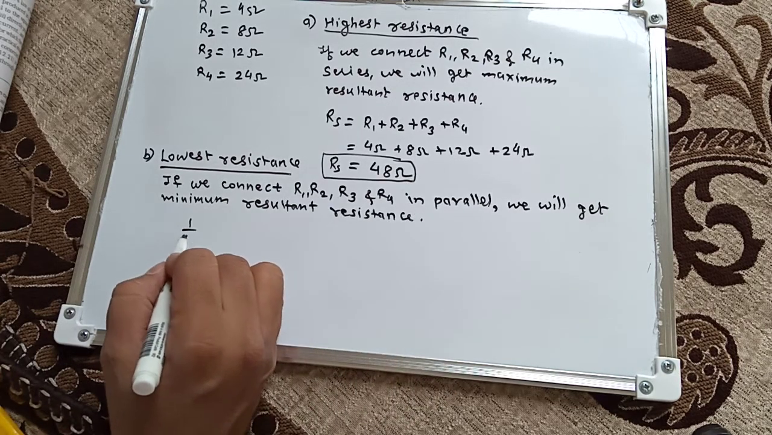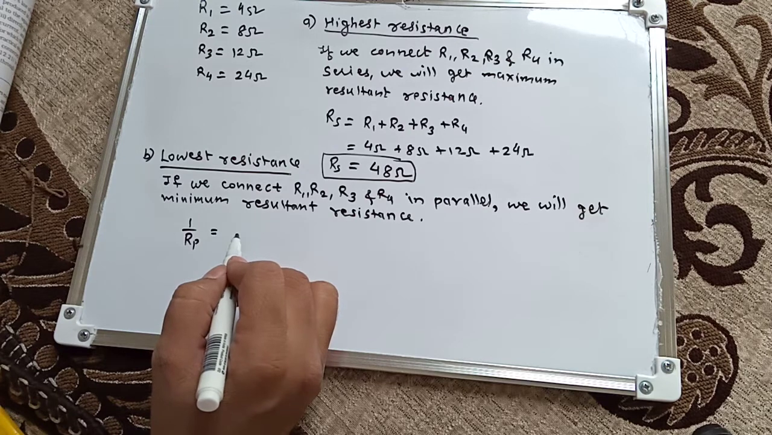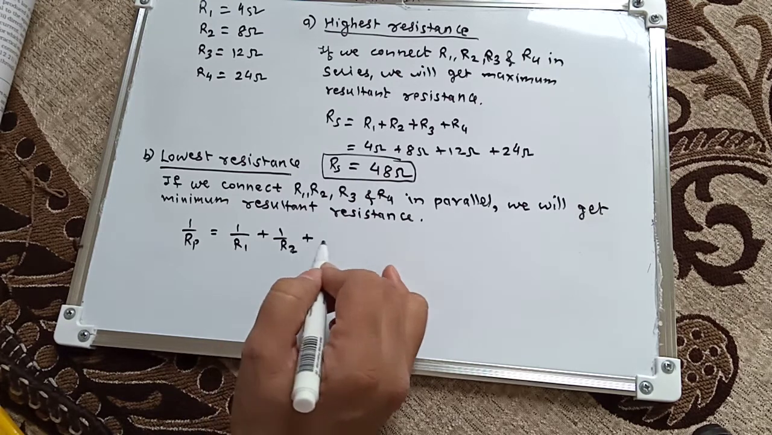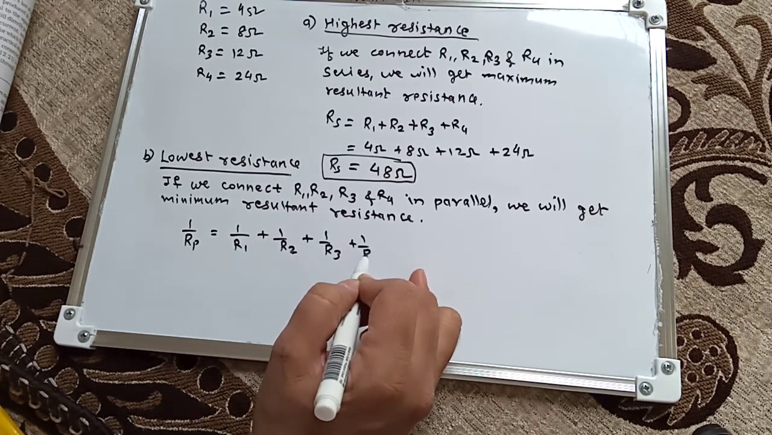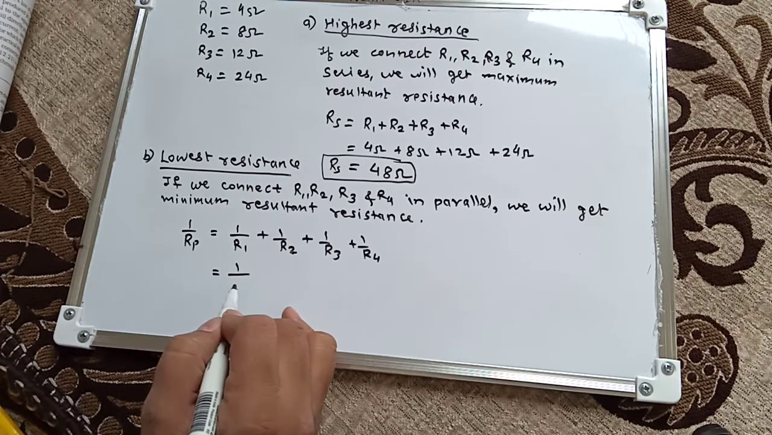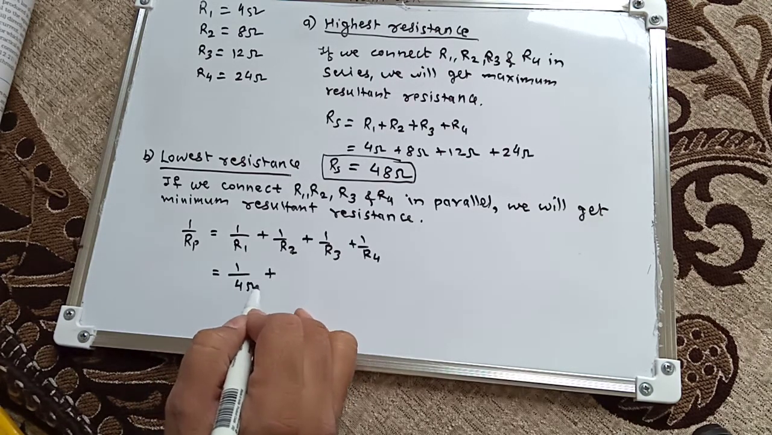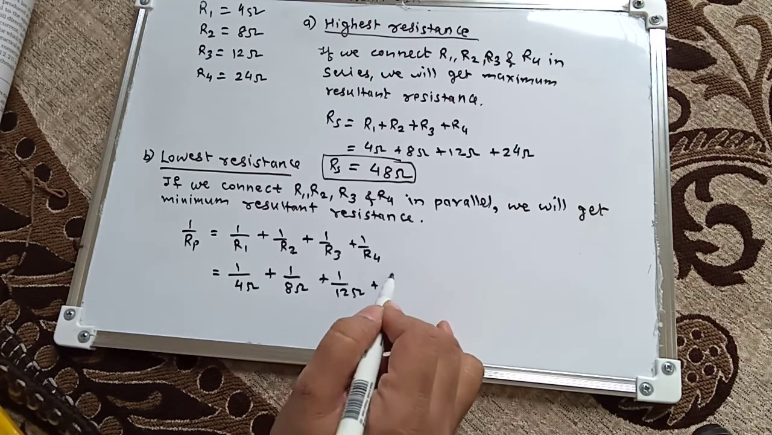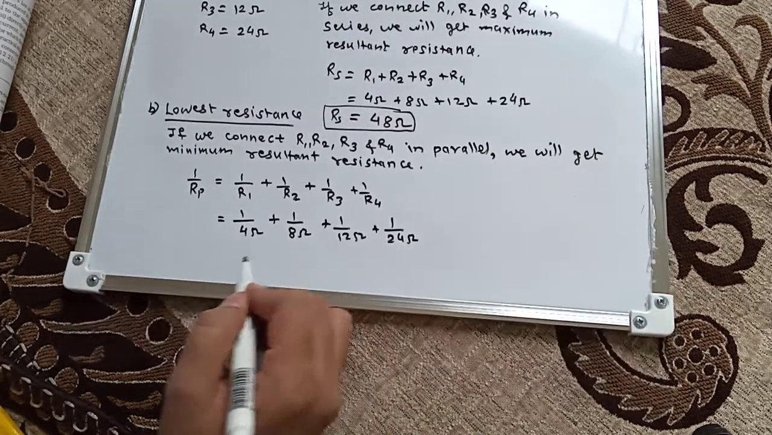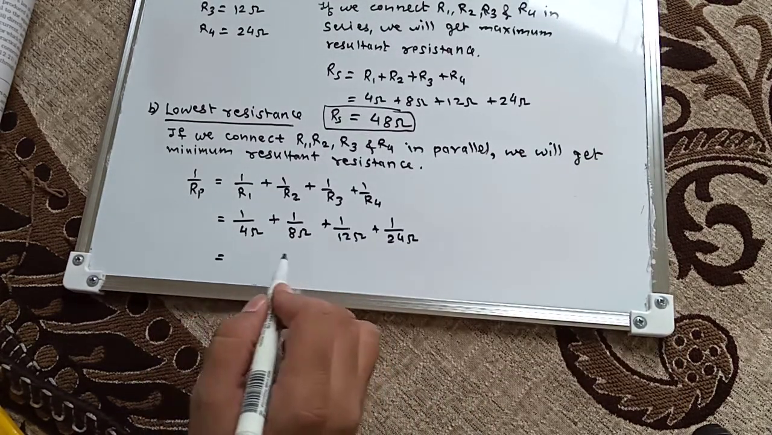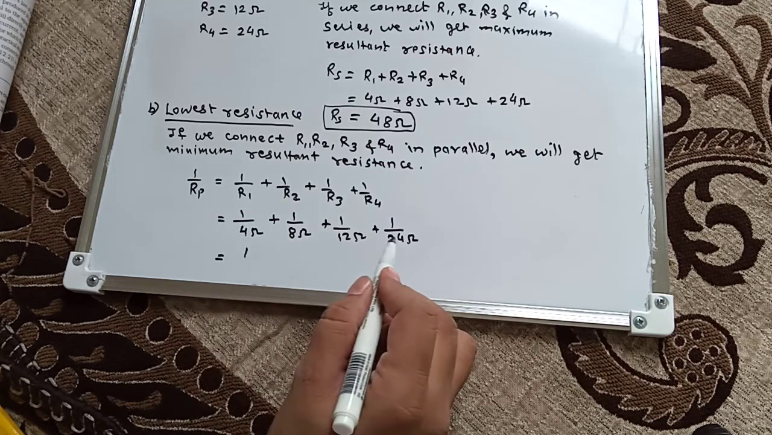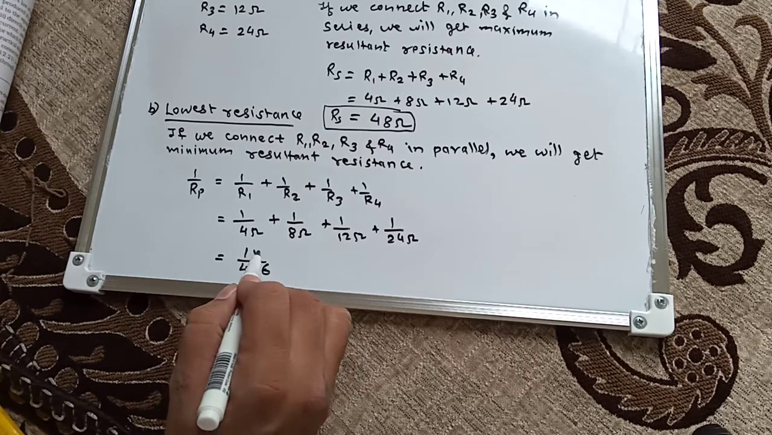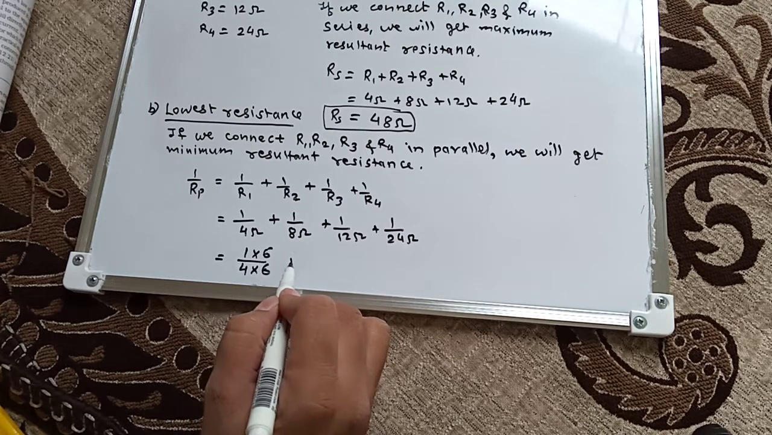See, 1 upon Rp, Rp is resultant resistance of parallel combination. It will be 1 upon R1 plus 1 upon R2 plus 1 upon R3 plus 1 upon R4. So it will be 1 upon 4 ohm plus 1 upon 8 ohm plus 1 upon R3 is 12 ohm plus 1 upon R4 is 24 ohm. Now in the next step we will remove the units and we will find out the LCM. So see, it is 24, we want to make this value as 24, so 4 sixes are 24. So we will multiply the numerator also by 6 and denominator also by 6.